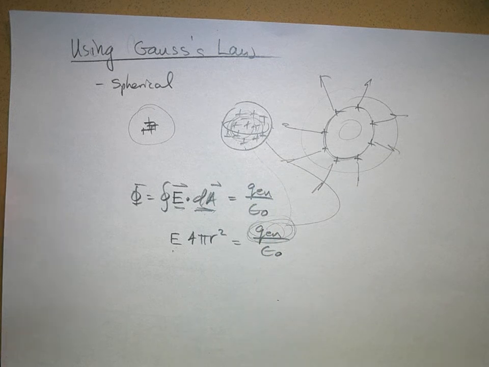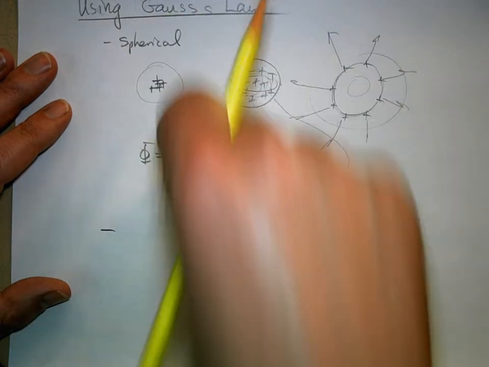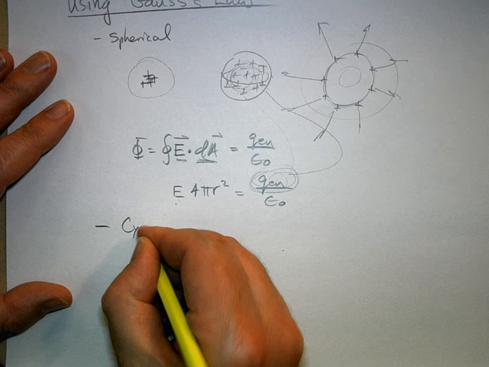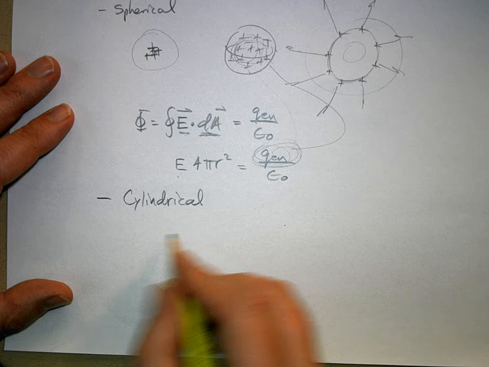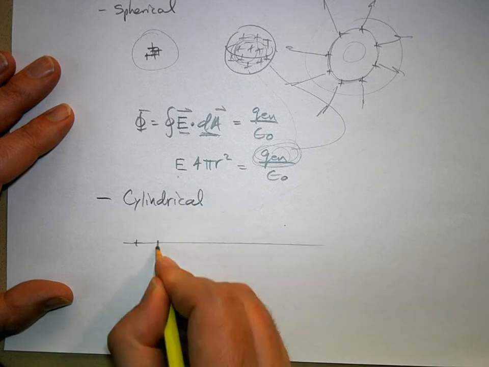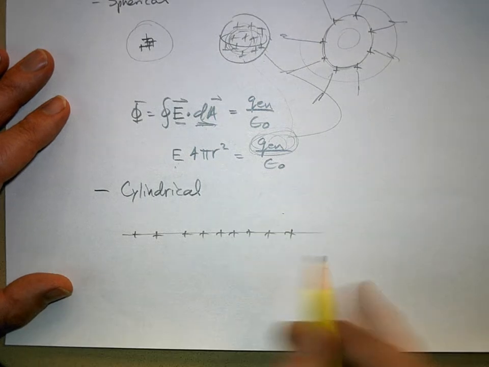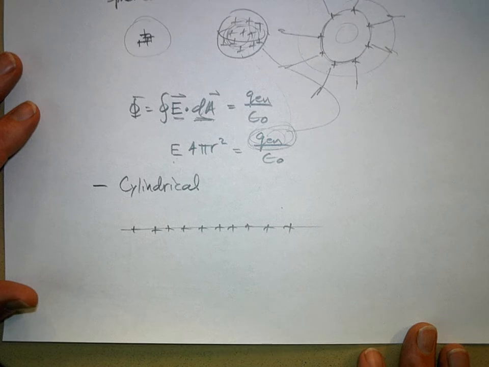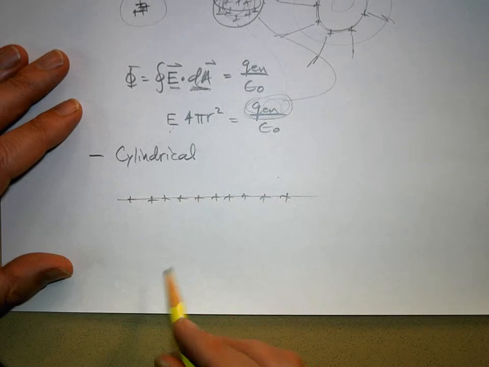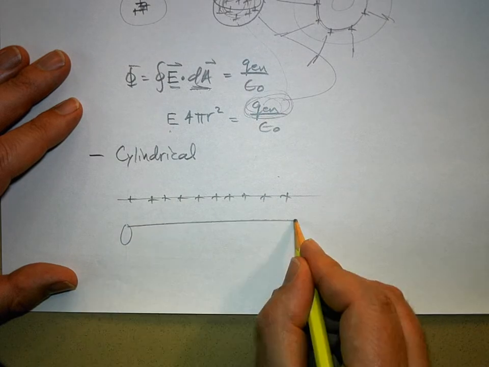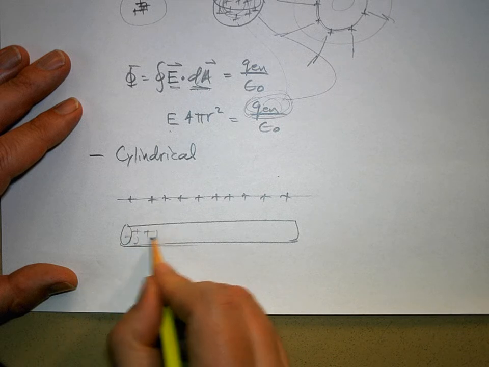The other one is cylindrical symmetry. The simplest one is just a line like this. It'll be uniform. I'm not going to give you any crazy charge density where it's not uniform. Or you could have a cylinder where the charge is evenly distributed throughout the volume of the cylinder.